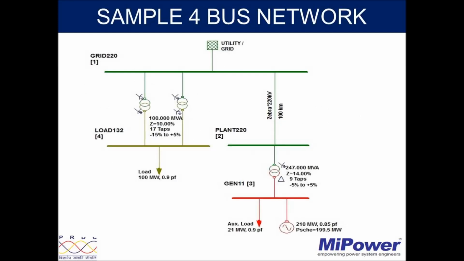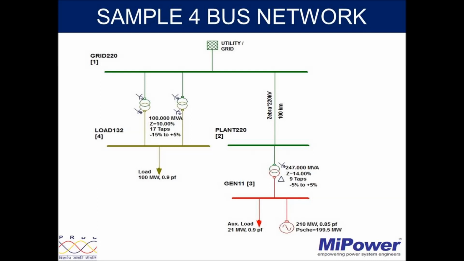Sample network is a 4-bus network. It has 220 kV grid bus, 11 kV generator bus, planned 220 kV bus, and one load 132 kV bus. A transmission line of 100 km length of zebra conductor is connected between a grid 220 kV bus and planned 220 kV bus. A 100 megawatt of load at 0.9 power factor is connected at 132 kV load bus.